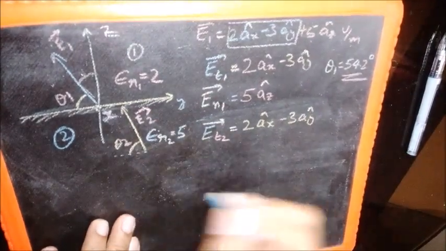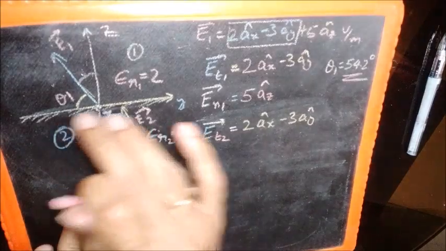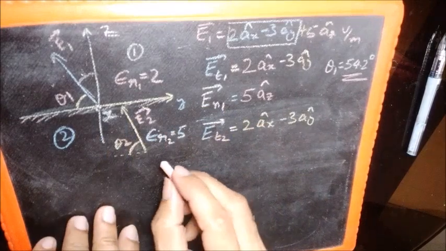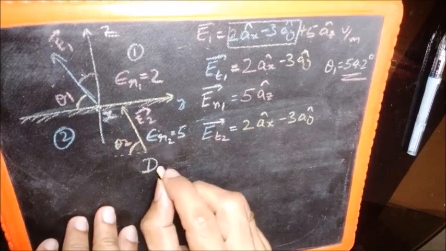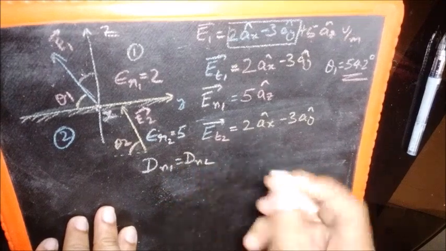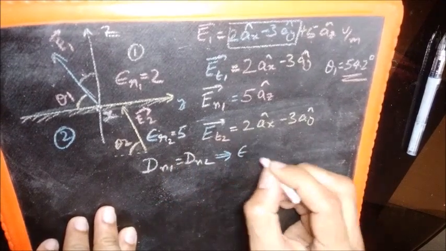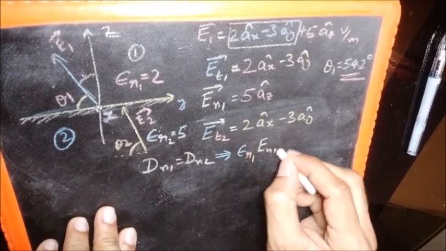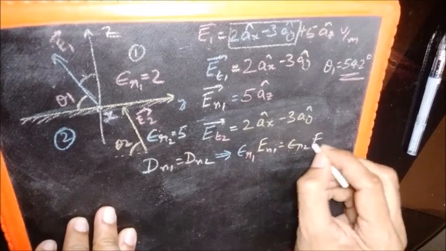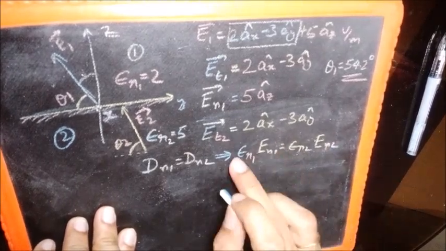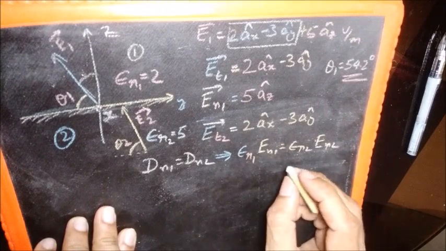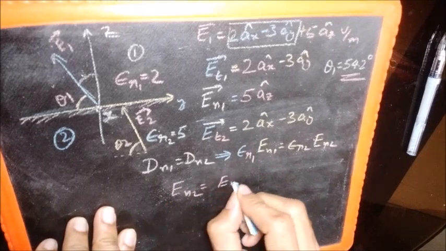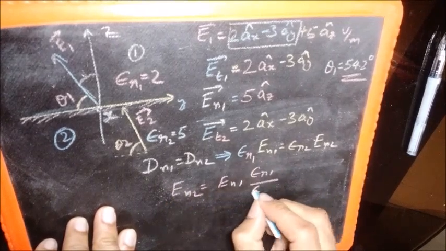Whereas when it comes to the normal component, since it is specified in the problem that it is a charge free interface, we know that Dn1 will be equal to Dn2, which means that epsilon r1 En1 will be epsilon r2 En2. Epsilon naught is there, but it gets cancelled since it appears on both sides. Hence En2 will be En1 epsilon r1 by epsilon r2.